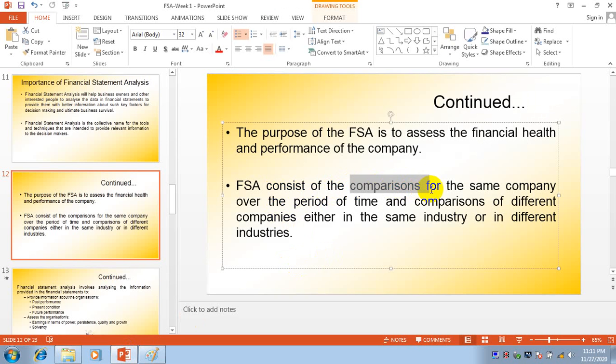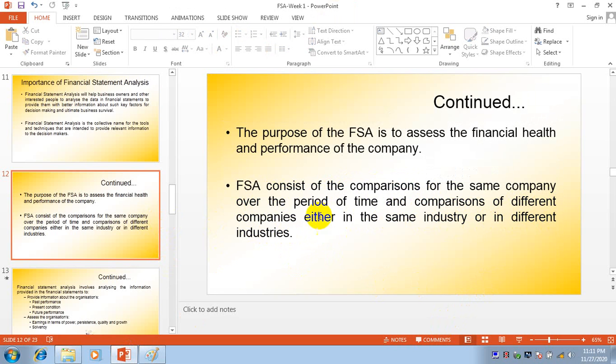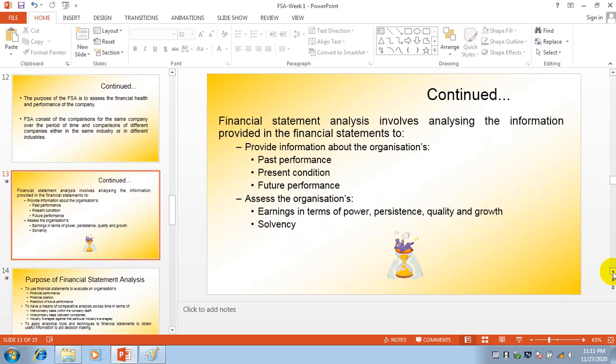Financial statement analysis is the comparison for the same company over a period of time, and comparison of different companies either in the same industry or in different industries. So you are comparing your performance with your past, or with other industries. Financial statement analysis also helps you compare your performance with other companies.